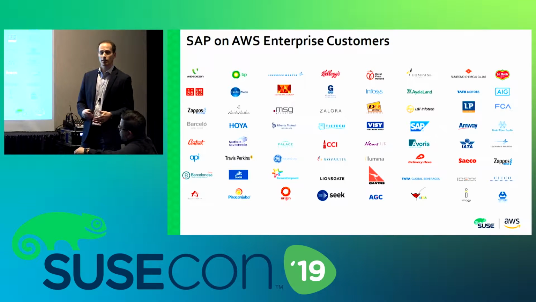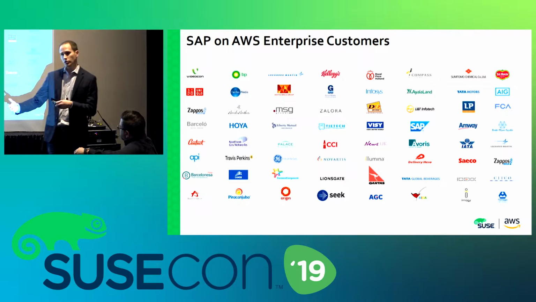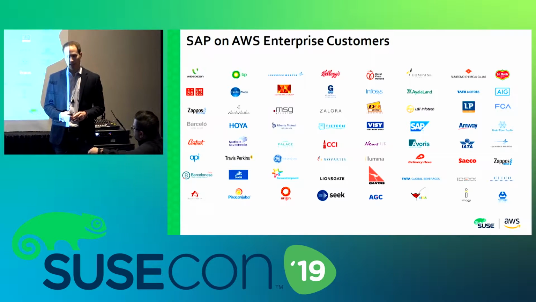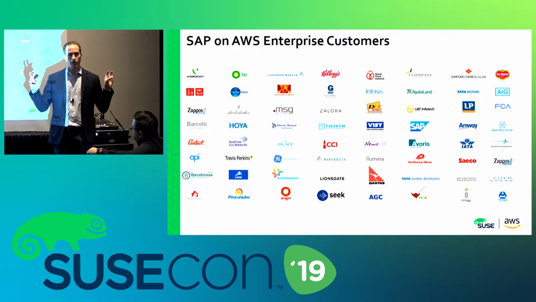I know SAP is very much that type of industry where you want to see who else is doing that. You don't want to necessarily be the very, very first. And we're absolutely at that point now. I think it's over 1,000 customers running SAP on AWS, and over 100 of those are what we consider enterprise customers.